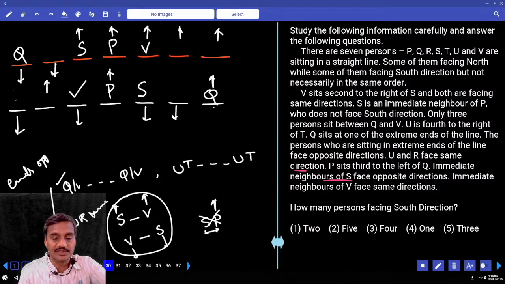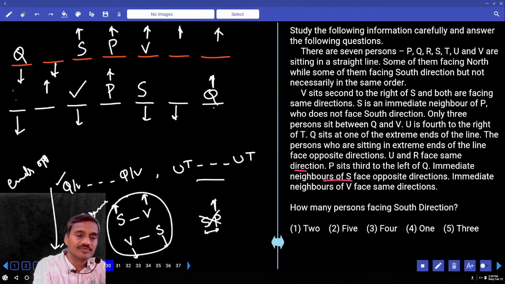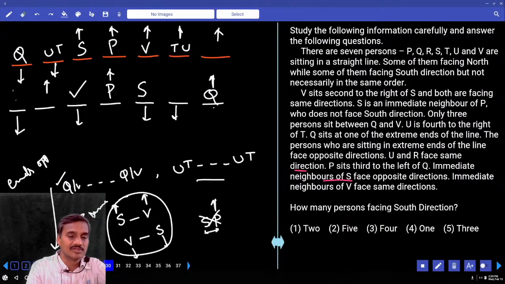U and T: there must be exactly 3 people between U and T. Now if U is here, T will be here, or if U is here, T will be here. Similarly here also, if U is here, T will be here, or if U is here, T will be here. Then tell me who is the person left over?